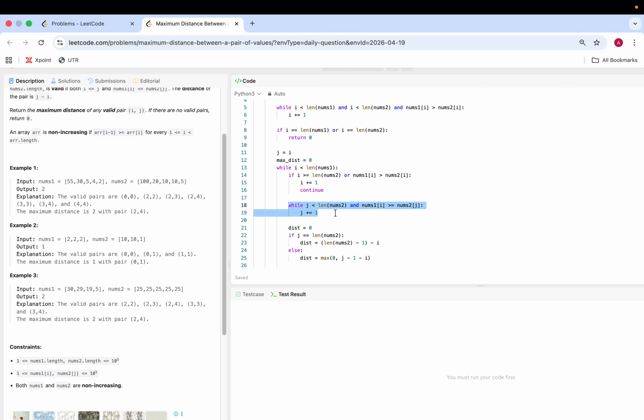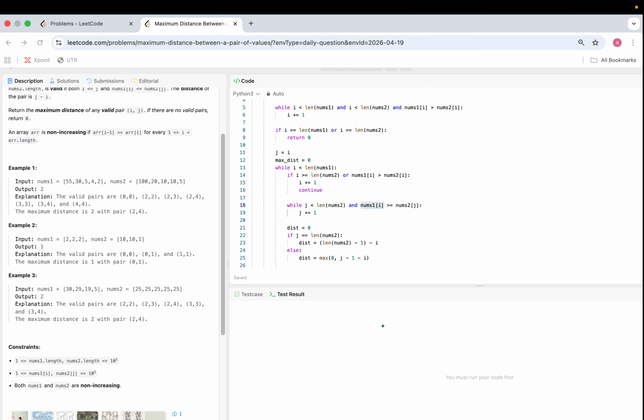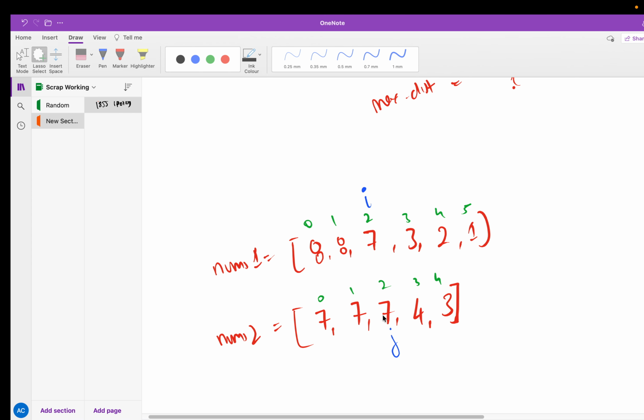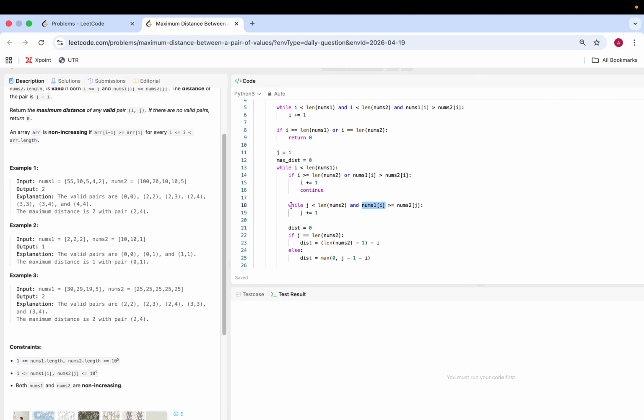While j is smaller than the length of, while it's a valid index, j, and nums1 at I is bigger than nums2 at j, move j along. So yes, j at this point is smaller than or equal to nums1, so we're going to move along. And then at this point, j will break out because this won't hold true. Hang on, I did this the wrong way around. This should say less than or equal to.